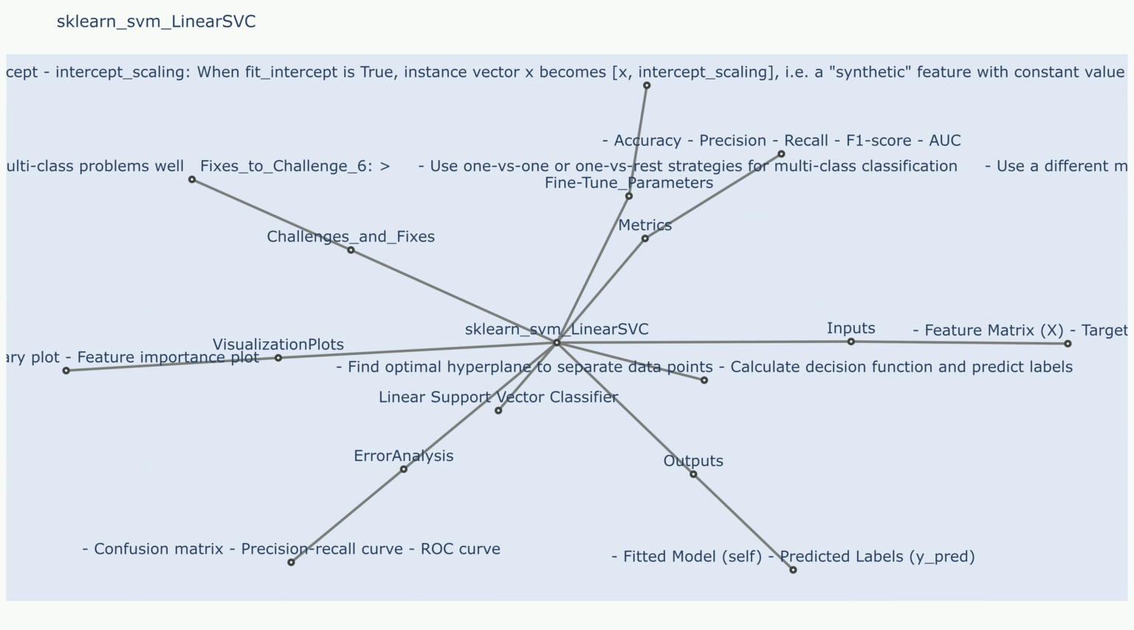Challenge 2: data scalability for very large datasets. The training time can be significant. Sample use case: when the number of features is very large or the dataset is very large, training can become computationally expensive.